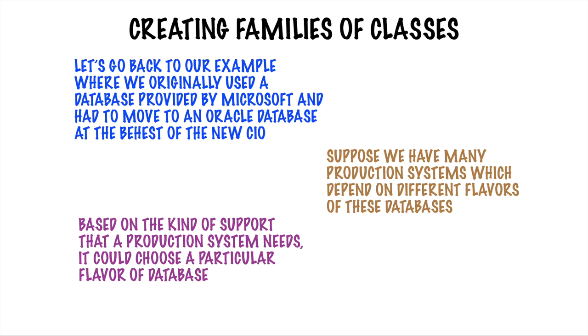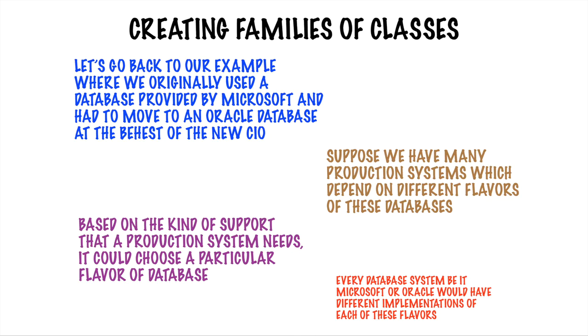So based on the kind of support that a production system needs, it could choose a particular flavor of database. That flavor could be read-only, a light version of the database, a professional version of the database, and so on and so forth. Each flavor can be considered a family of products. And every company will probably supply one database in that family. So every database provider such as Microsoft or Oracle would have different implementations for each of these flavors.